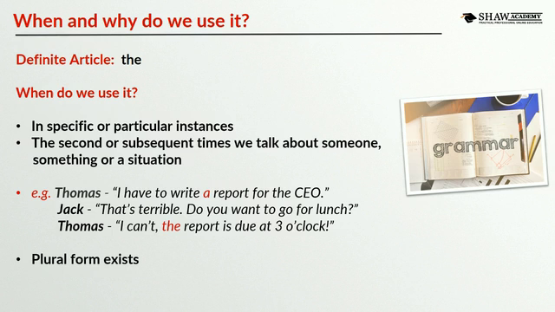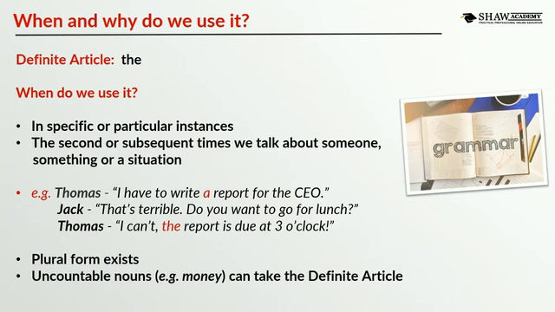Plural form does exist. So, for example, you could have the main advantage or the main advantages. So, we can use the definite article with singular and plural. And uncountable nouns like money and water can take the definite article. The money, the water. Okay?